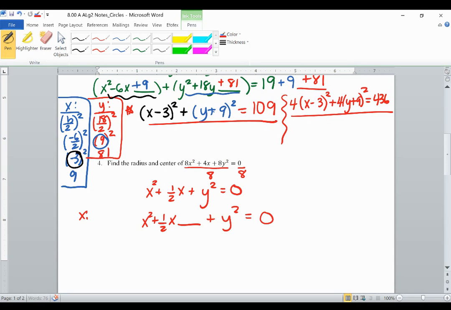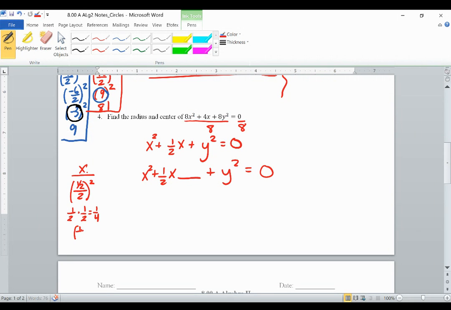So over here I'm going to do my x's. So my b for this one is 1/2. So in your calculator, you can do 1/2 over 2, or you can flip your 2 to 1/2, which gives me 1/4. So really I'm squaring 1/4, which gives me 1/16. Again, you can just type in 1/2 over 2 in your calculator, hit enter, then hit squared. So we're going to add 1 over 16 here, which means we have to add 1 over 16 here.